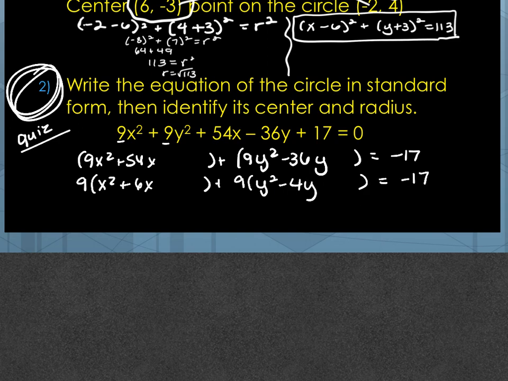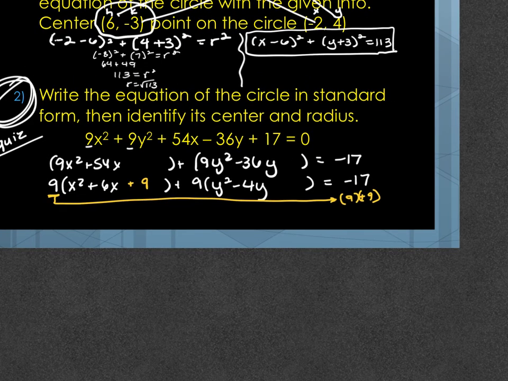And then I've got to complete my square. So take the 6, divide it by 2, that's 3, square it, it's 9. I'm going to add the 9 here, and I normally add the 9 here, but because I took out a 9, I have to multiply it times 9 first before I add it, which means I'm going to add 81. Then I'm going to do the same thing with the second set of parentheses.